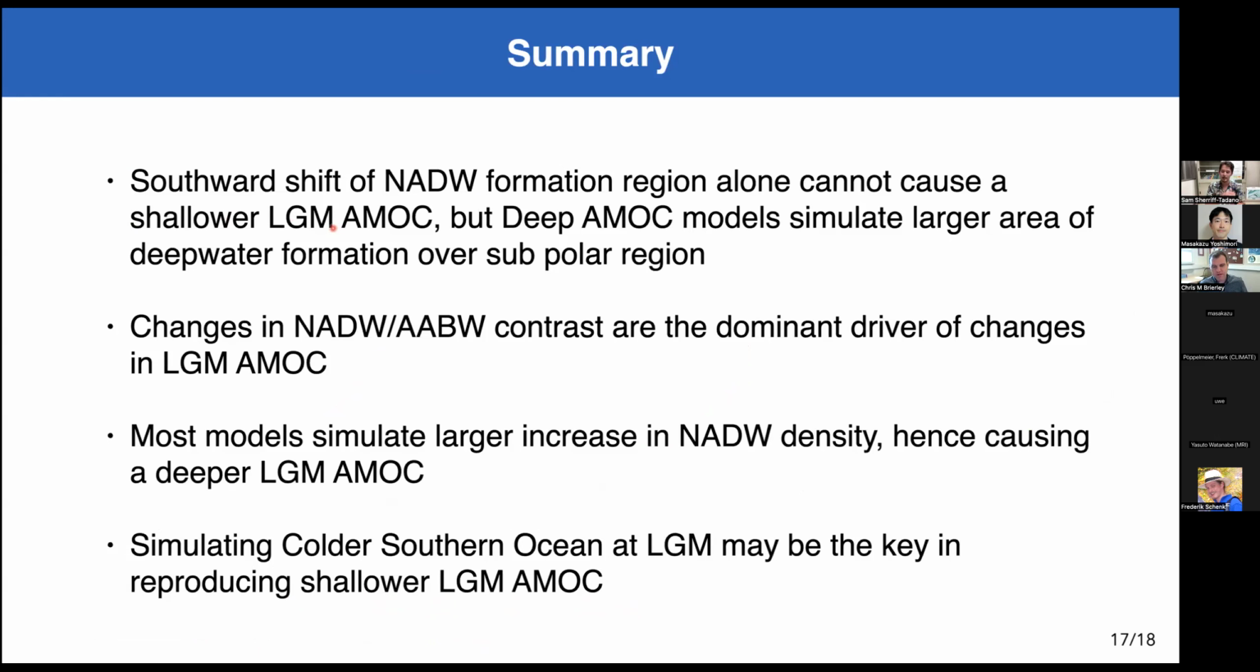To summarize, we analyzed the PMIP 2, 3, 4 LGM AMOC outputs and found that the southward shift of the NADW formation region alone cannot cause a shallower LGM AMOC, but deep AMOC models simulate larger areas of deep water formation over the subpolar region, including the eastern part. Changes in the NADW-AABW contrast are the dominant driver of changes in the AMOC, and most models simulate a larger increase in NADW density, hence causing a deeper LGM AMOC. Simulating a colder Southern Ocean at the LGM may be the key in reproducing the shallower LGM AMOC. This can be model dependent, but it will be an interesting thing to try.